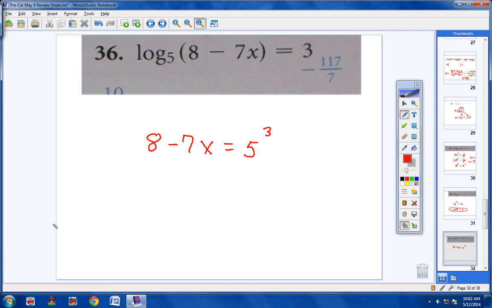5 to the third. Now, instead of having 5 to the third right here, I'm going to go ahead and put 125. And now you know what to do. Bring the 8 over and make it a negative 8. When you do, you're left with 117. Now divide both sides by a negative 7. And you'll get negative 117 over 7.